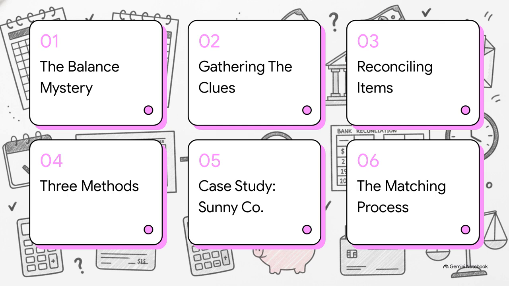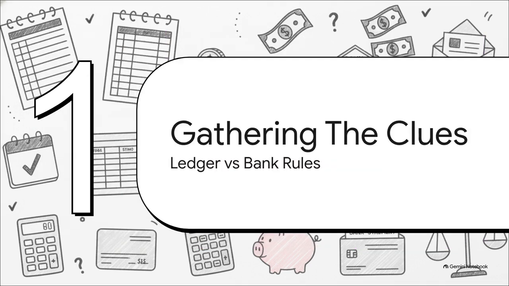Okay, so here's our case briefing for today. We're going to dive right into the mismatched balance mystery, gather our clues by looking at ledger and bank rules, and identify our suspects, the reconciling items. After that, we'll open up the toolkit to check out 3 different reconciliation methods, apply them to a real-life case study with Sunny Company, and wrap it all up with the visual matching process. Let's get into it. Part 1.